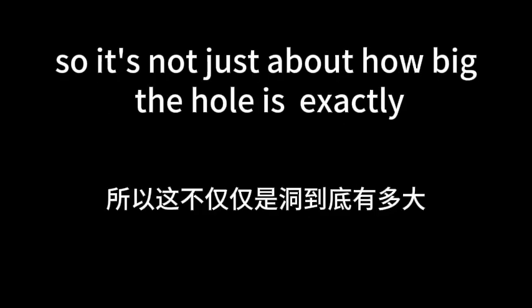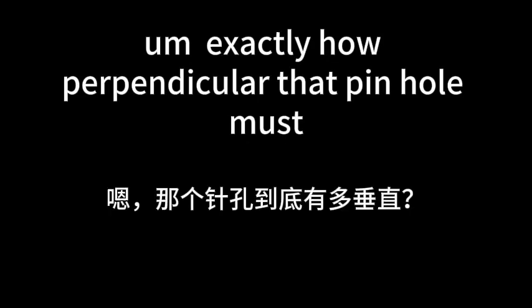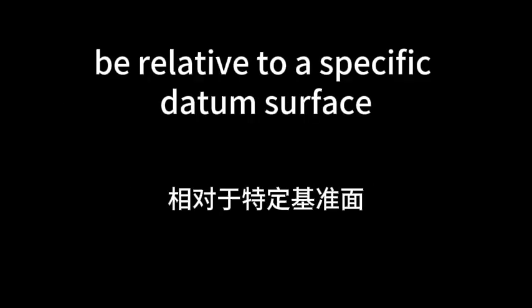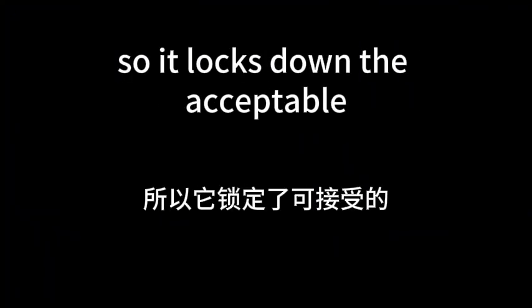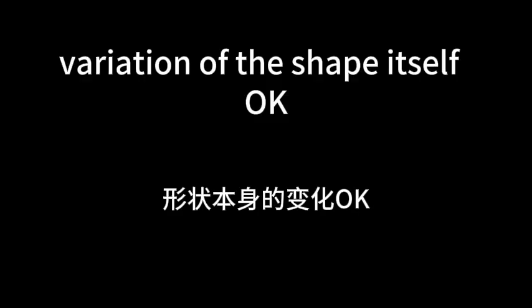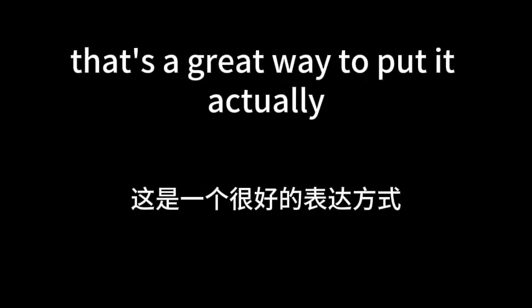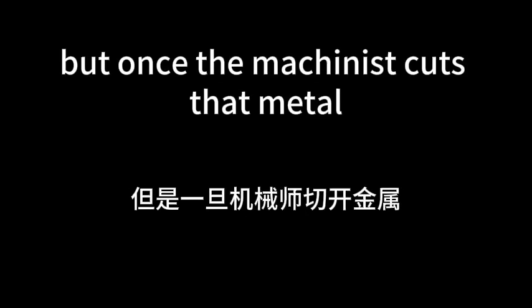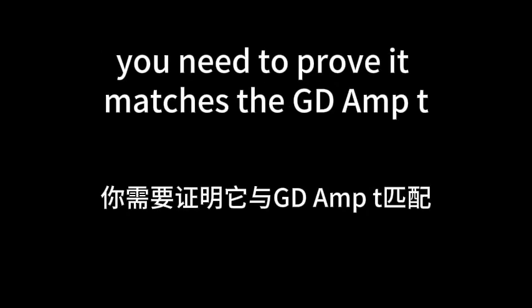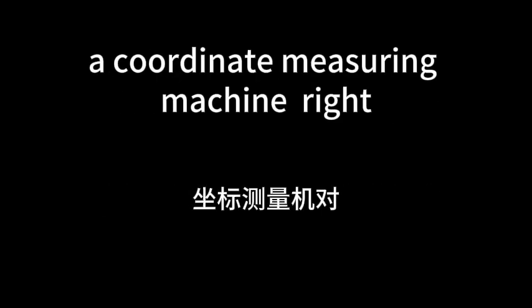Oh, okay. So it's not just about how big the hole is. Exactly. It mathematically dictates exactly how perpendicular that pinhole must be relative to a specific datum surface, regardless of where it's positioned. So it locks down the acceptable variation of the shape itself. Okay, so it acts like a strict mathematical constitution for the part. That's a great way to put it, actually. But once the machinist cuts that metal, you need to prove it matches the GD&T. And that's where you bring in a CMM, a coordinate measuring machine.